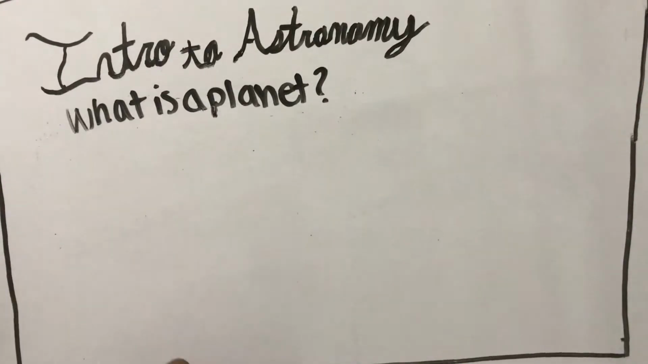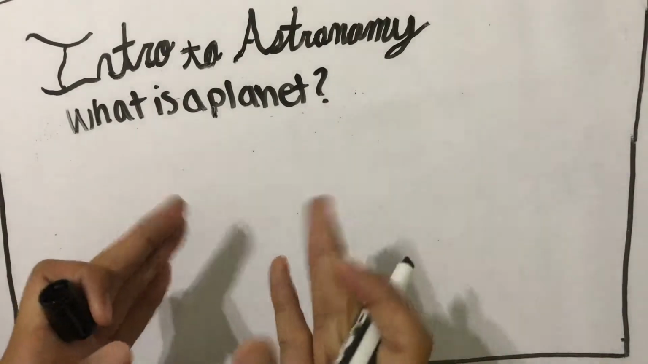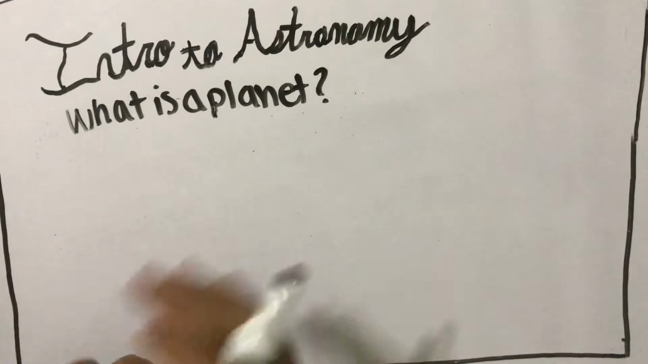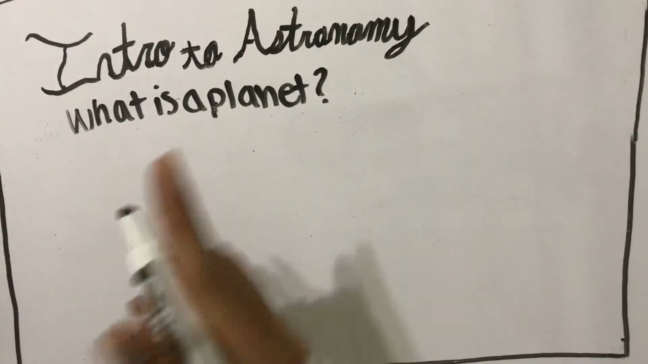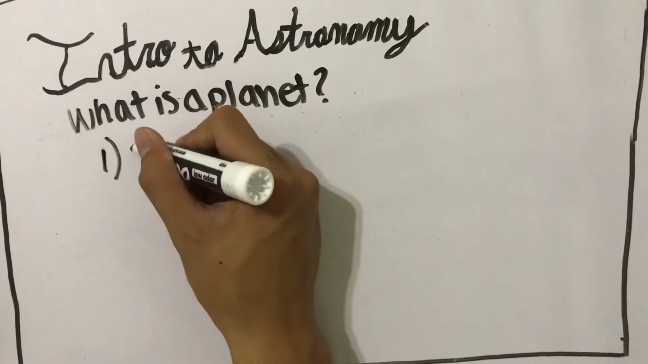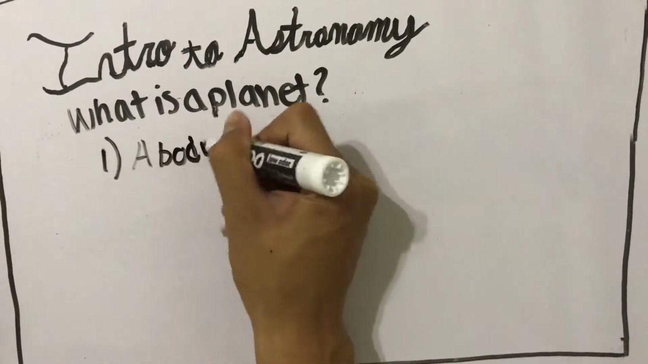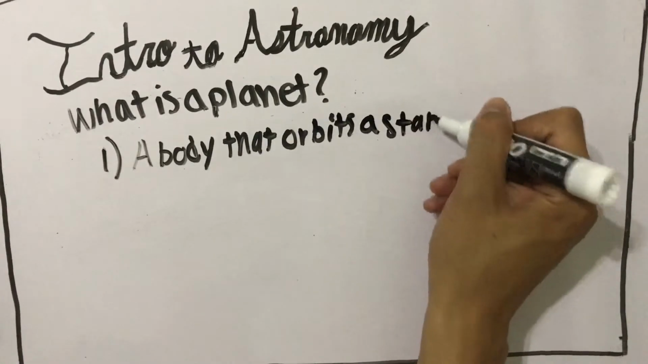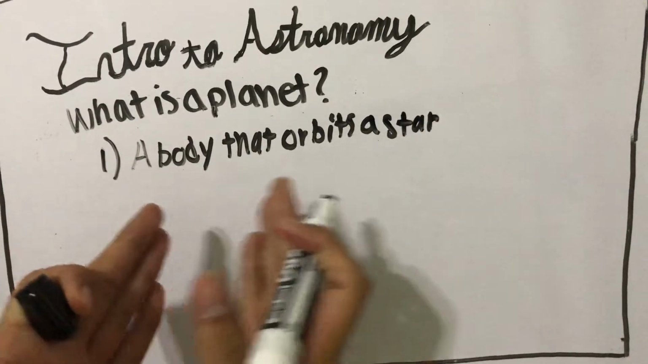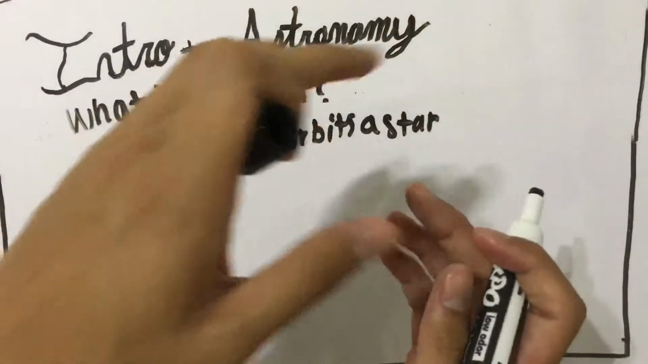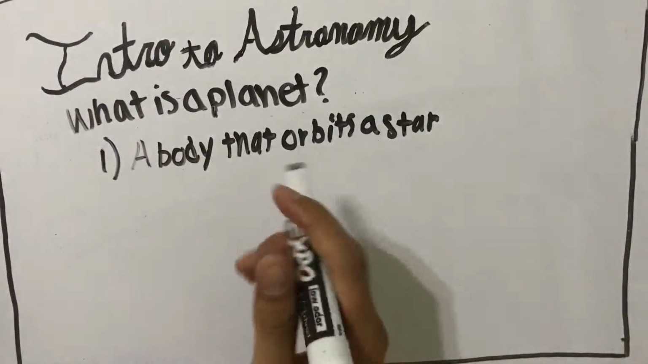So how do we define a planet? Earth is considered to be a planet, but there are actually 3 different components that satisfy this definition, and this includes the first, a body that's orbiting a star. A moon can also be a body that orbits a star, because it's essentially orbiting Earth, and the Earth is orbiting the sun.